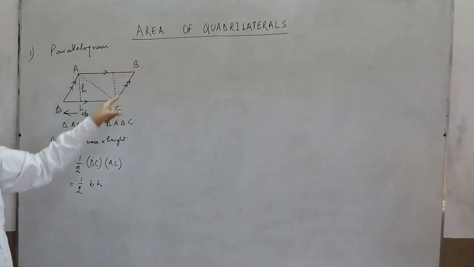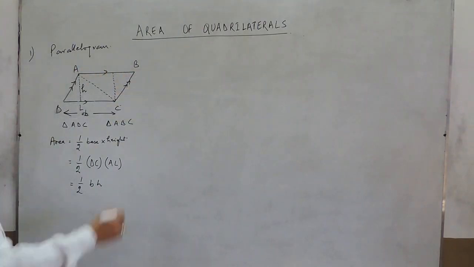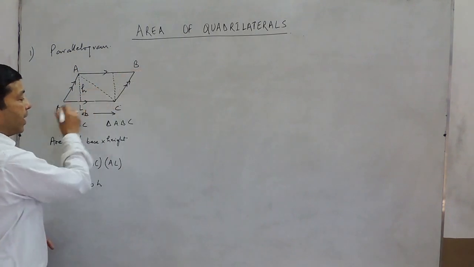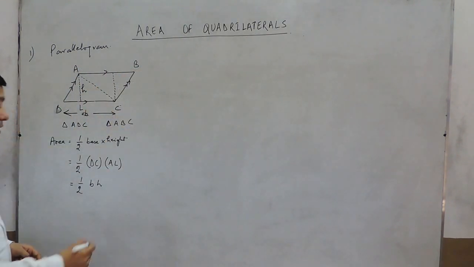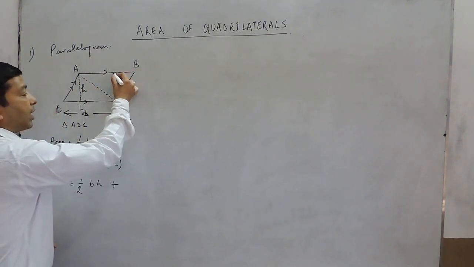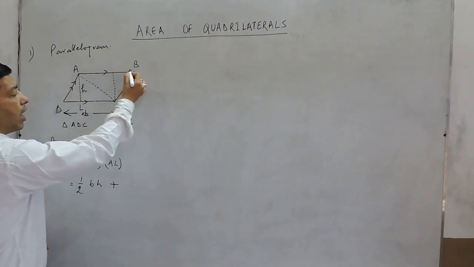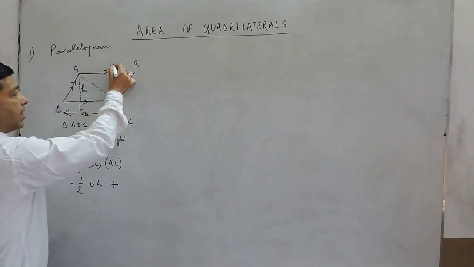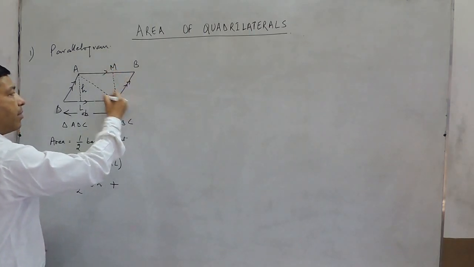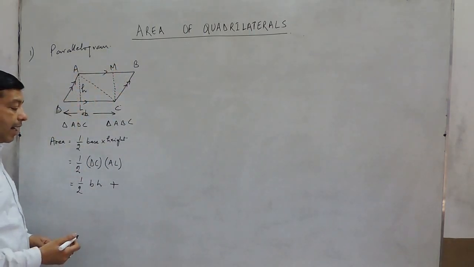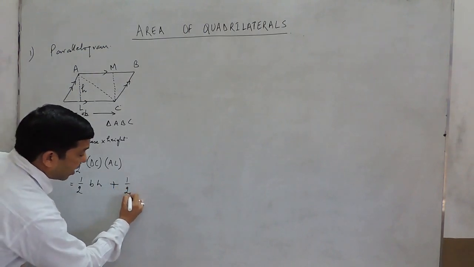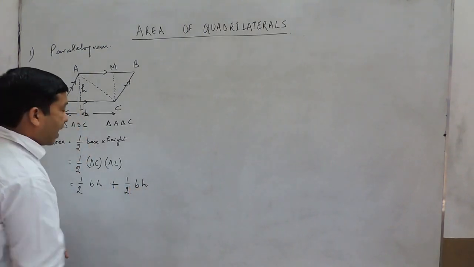Same way, if we talk about our triangle ABC, the length of AB and the length of CD are both equal. On the other hand, if we draw a perpendicular from C on the line AB, and this is CM, then this length CM is also equal to the length AL. So this is again half B into H.